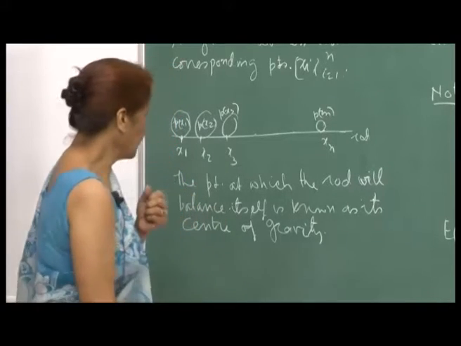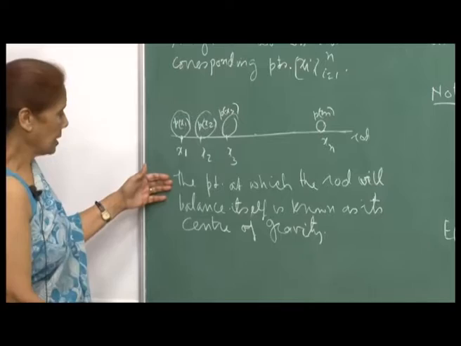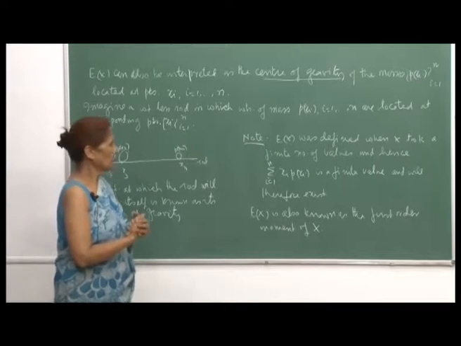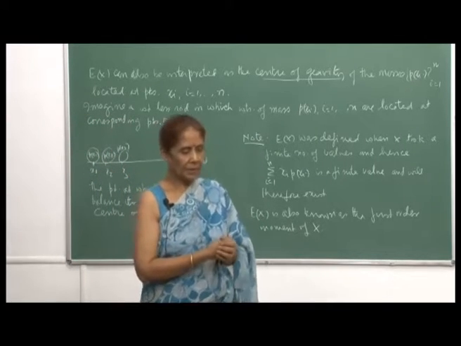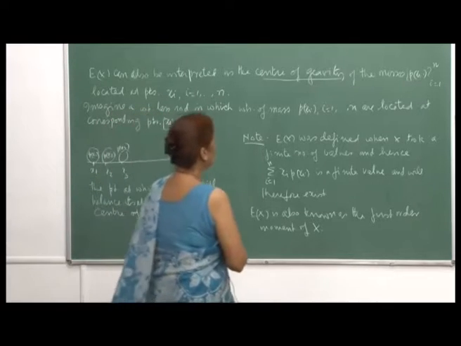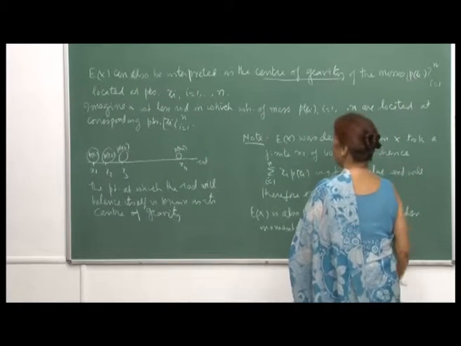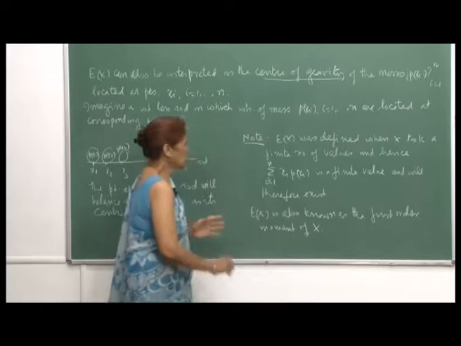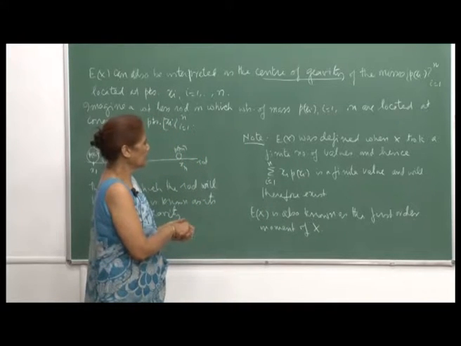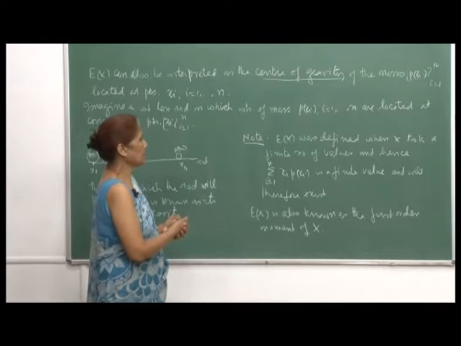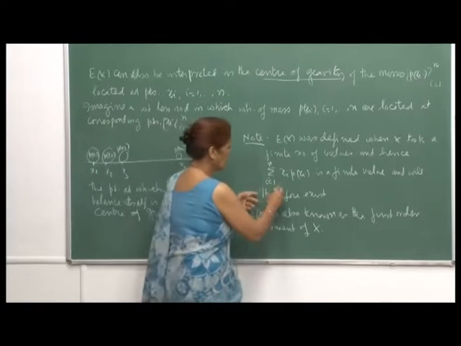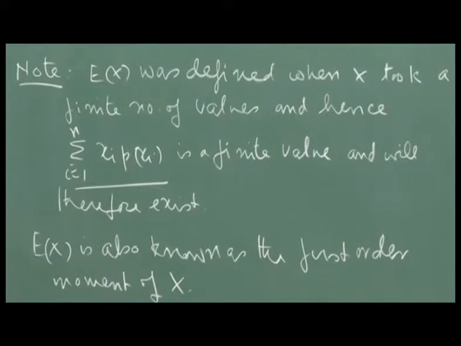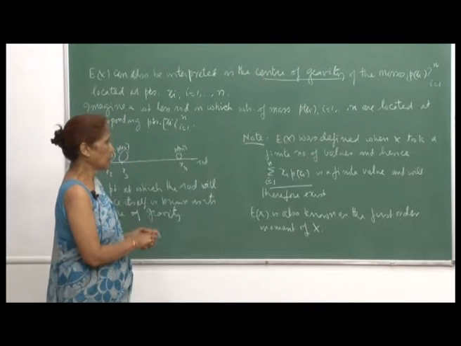So, from this you can see that this is exactly what is given by the expression E[X]. E[X] can also be referred to as the center of gravity of these different masses, which are the probabilities located at the corresponding points x_i's. Now, note that when I defined E[X], I said that X takes a finite number of values, and hence this quantity is finite, and therefore it is defined, therefore it exists. Wherever there are different cases, I will discuss them as and when we arrive.